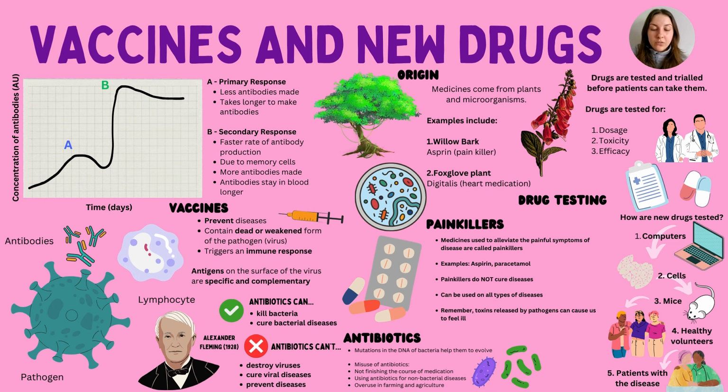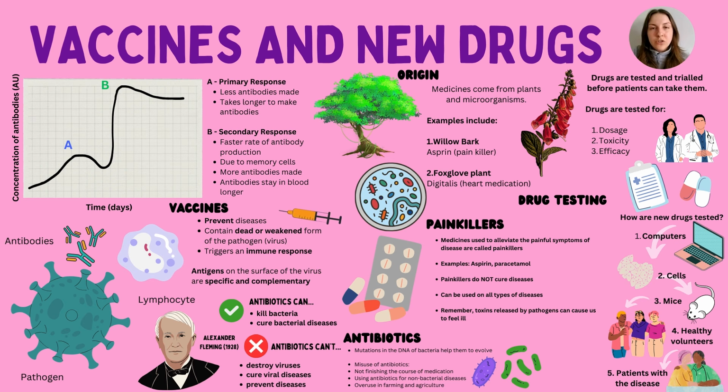Drug testing includes first looking at the drug's effect on computers, and then cells, and then animals such as mice. Then it goes to healthy volunteers in the clinical trial stage, and then to patients with the disease. A placebo is used to see if the drug's effects are psychosomatic or if they actually have a positive effect on the person as well.